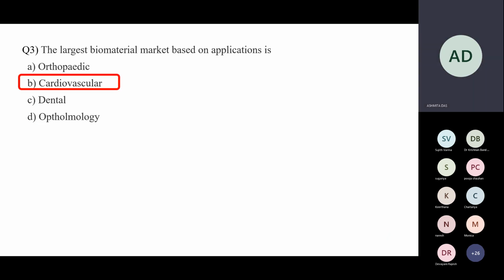So the correct answer is cardiovascular. Based on the application, the market is usually categorized into cardiovascular, orthopedic, dental, plastic surgery, wound healing, tissue engineering, ophthalmology, neurological, and other applications. And the cardiovascular segment is considered the largest share of the biomaterials market.